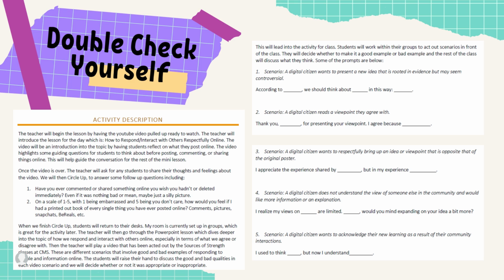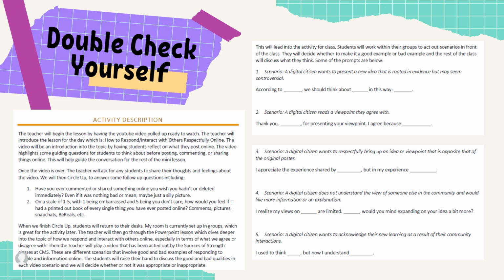And I had two questions for this lesson. The first being, have you ever commented or shared something online that you wish you hadn't, or deleted immediately, even if it was nothing bad or mean, maybe just a silly picture? And so then we passed the talking piece around the room and gave students the opportunity to respond to the question. During the responses, the expectations are that the rest of the class is being quiet and listening and not responding, to create a safe space for people to speak.